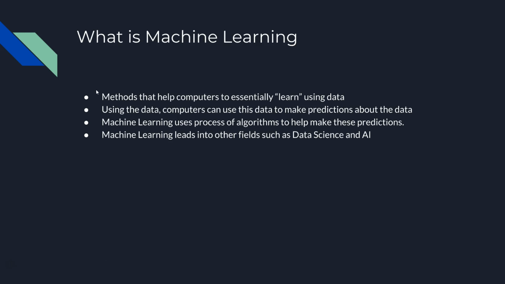So what is machine learning? Machine learning is essentially just a group of methods that help computers learn using data. And using the data, computers can use algorithms to make predictions about the data. Machine learning uses the process of algorithms to make these predictions, and it leads into other fields such as data science and AI.